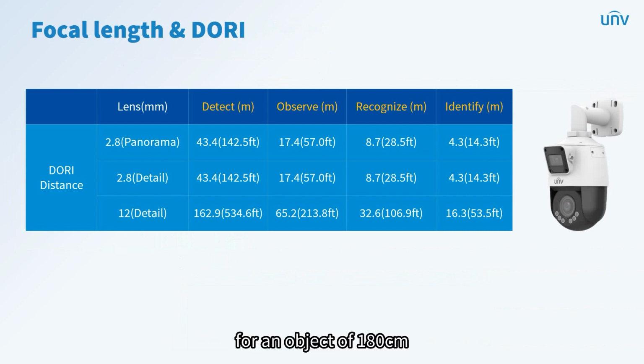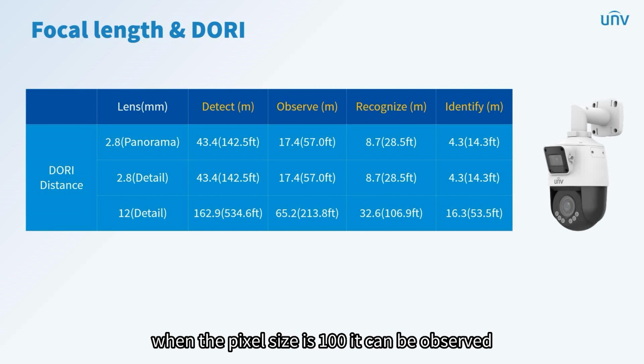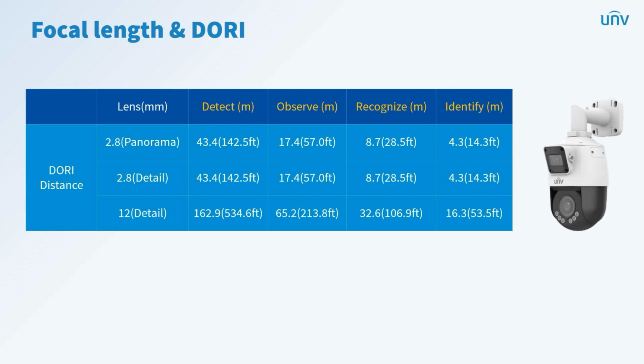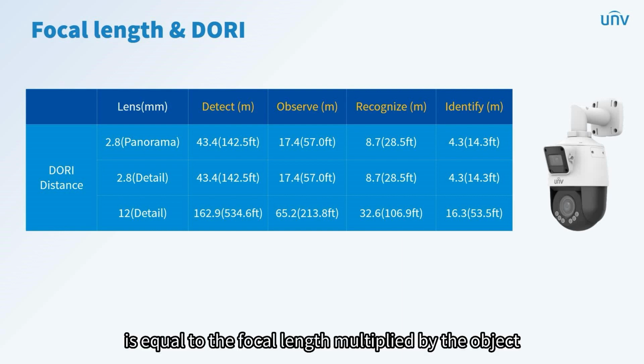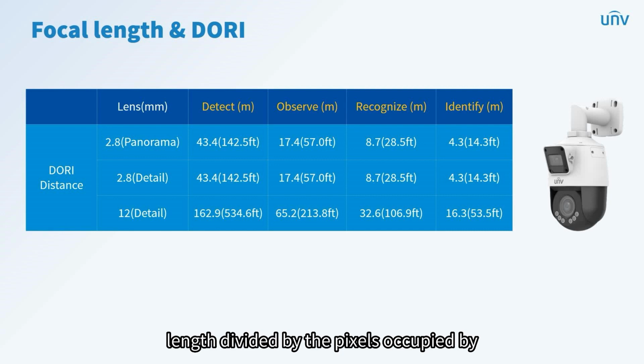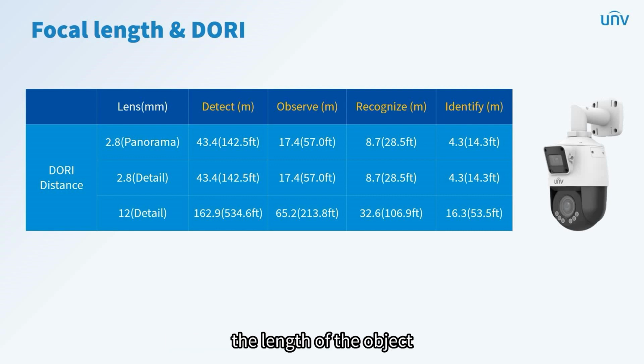Next is the relationship between focal length and DORI distance. For an object of 180 centimeters, when the pixel size is 40, it can be detected. When the pixel size is 100, it can be observed. When the pixel size is 200, it can be recognized. When the pixel size is 400, it can be identified. The object distance is equal to the focal length multiplied by the object length, divided by the pixels occupied by the length of the object.